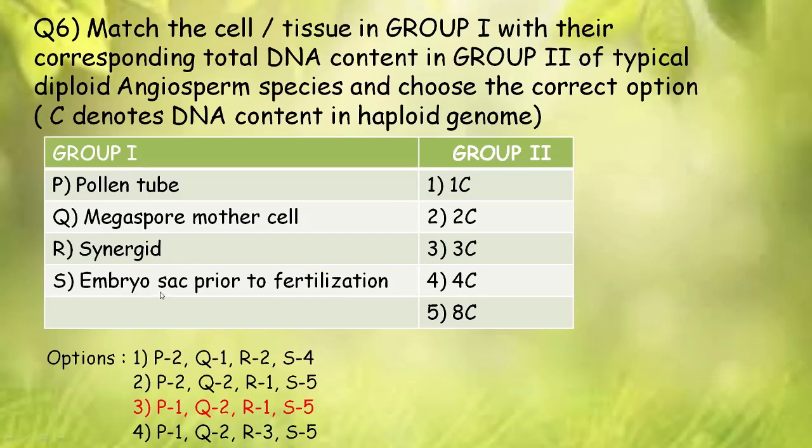And the next is the embryo sac prior to fertilization. As we know that the normal angiospermic embryo sac has the 8 nucleated and 7 cell structure. So it has in all 8 haploid DNA content, so that is the 8C. So the correct option is option number 3, that is P1, Q2, R1 and S5.